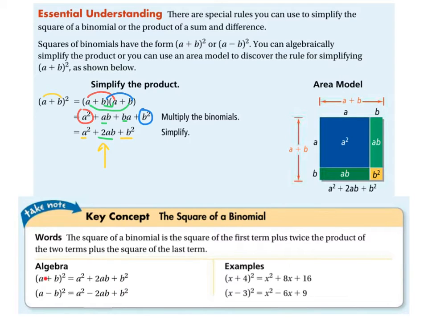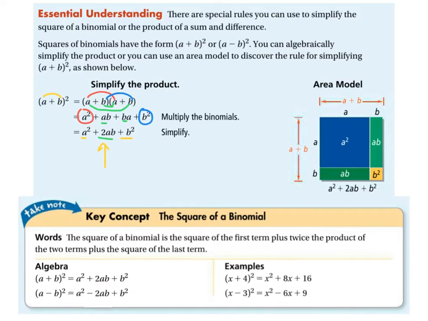Now remember, it's not going to be just a plus b. It might be like 3x plus 2 or 4x minus 5. But it's still going to be whatever that first term is, squared, plus or minus, depending on what's here, 2ab, plus b squared.